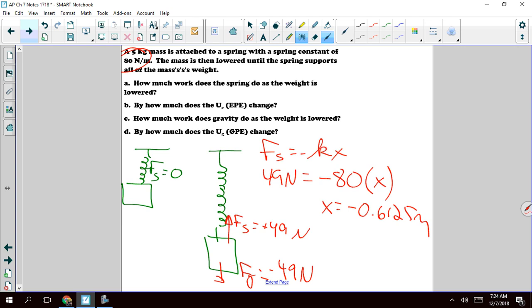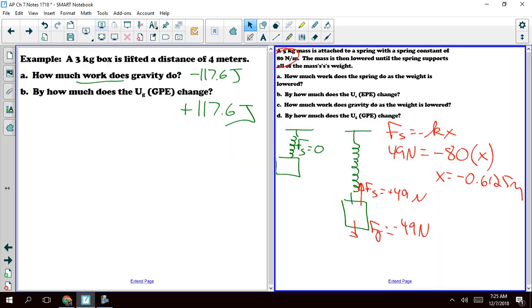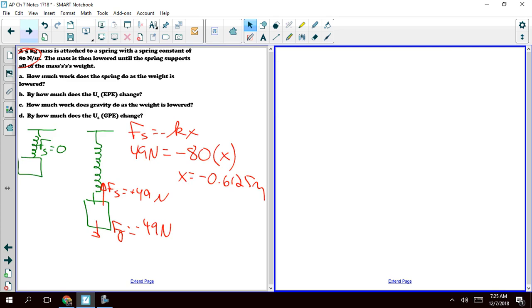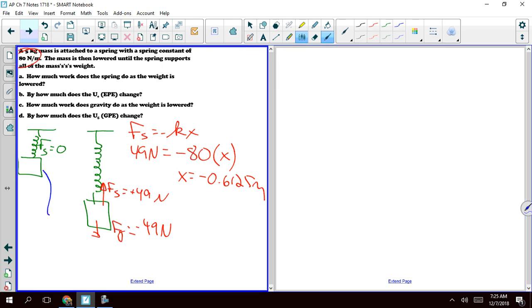That is how much the spring was lowered, right? Let me try to get my smartboard to work. There we go. Okay. So what we want to do now is figure out, in going from here to here, how much work the spring did.